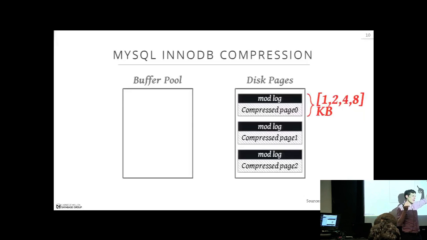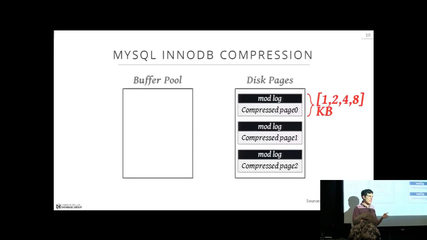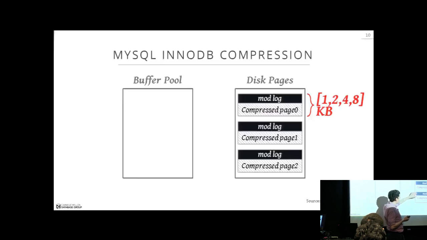So that means if you start compressing your page, and you go just a little bit over 1 kilobyte, then it'll always pad it out to be 2 kilobytes. And this ensures that you have these fixed length sizes, and it makes it easier to manage their location. And then each compressed page is going to be appended with what we'll call a modification log. It's a place to store updates to the data that's in the page without having to decompress it first. So I'll show what this looks like in a second.